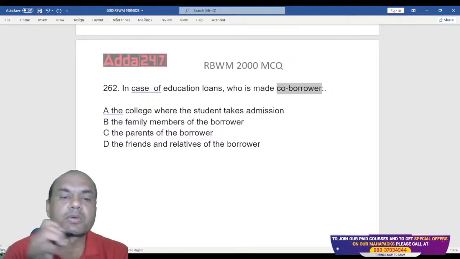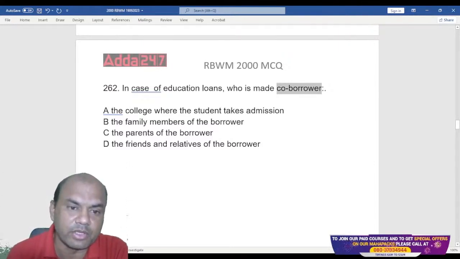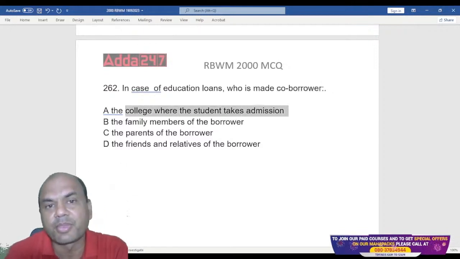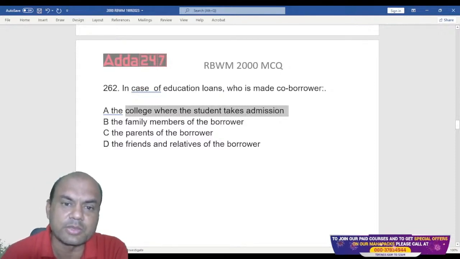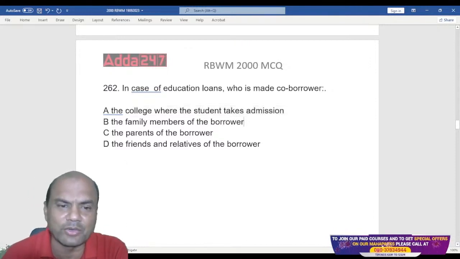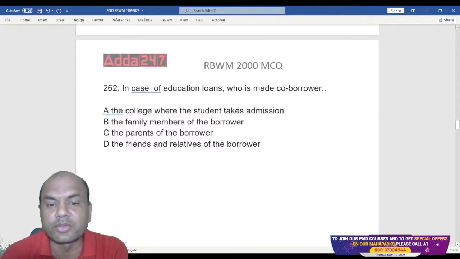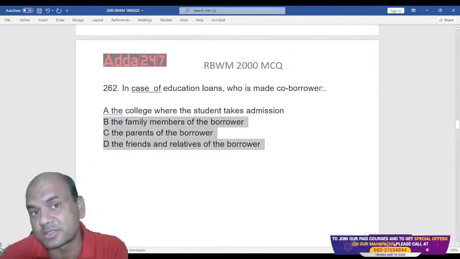So whom do we take as the co-borrower? The college where the student takes the admission? My God. This college will go bankrupt. There are, let's say, 1000 students in any college. If the college becomes the co-borrower to these students, the college will go bankrupt, right? So that is out. Family members of the borrower, the parents of the borrower, friends and relatives of the borrower, near and dear ones. See this, B, C and D, all of them are similar answers.